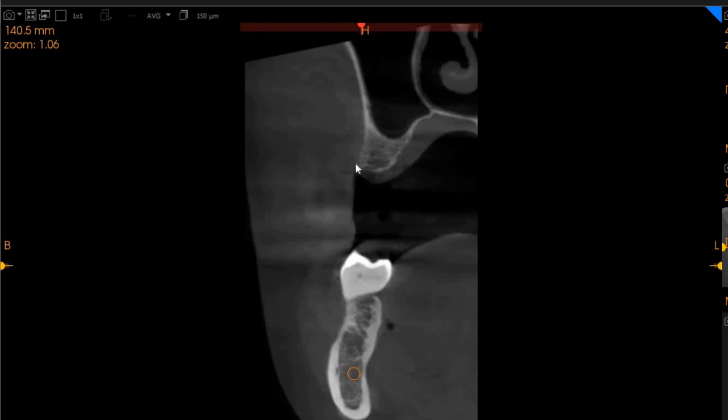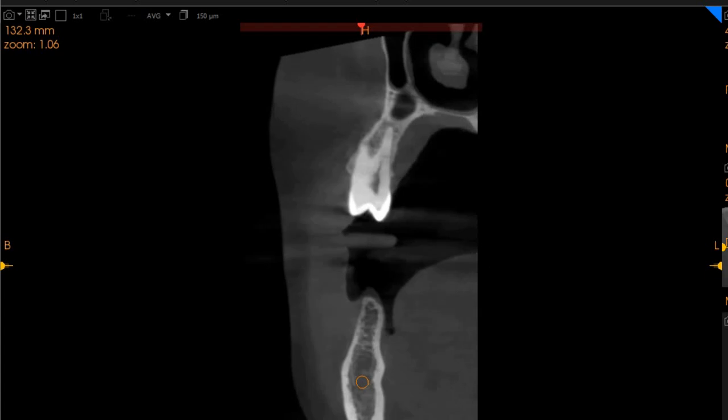The upper left 6 region has D4 quality bone, D3 to D4, and we've got 6 millimeters of ridge width and only 6 millimeters of height. So a short and fat implant will need to be placed, but here also bone augmentation or sinus lift will be needed.